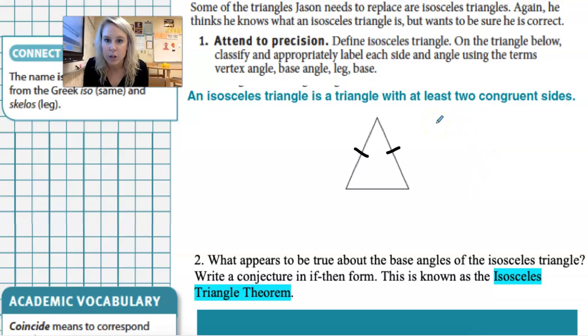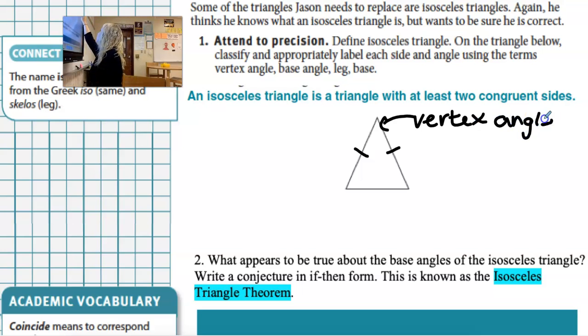Now we're gonna label our triangle down here. It wants us to classify and label each side and angle using the terms vertex angle, base angle, leg, and base. So the vertex angle, vertex is the peak of something, so it's the top. So this angle up here is your vertex angle. Okay, so where the two sides that are congruent meet up is the vertex angle. That means these angles down here are base angles, and the angles are opposite of the congruent sides. For example, this side is facing this angle, and this side is facing this angle. So these are your base angles.